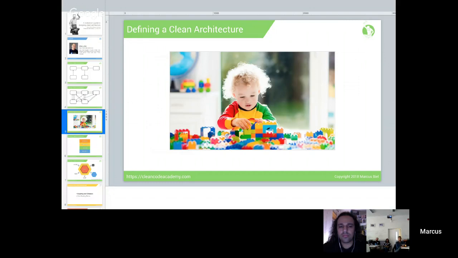And this is what we have to get right. We have to get a proper, effective modular architecture. I think this is the key towards a clean architecture. To further illustrate this, I brought you here this image of this little boy.